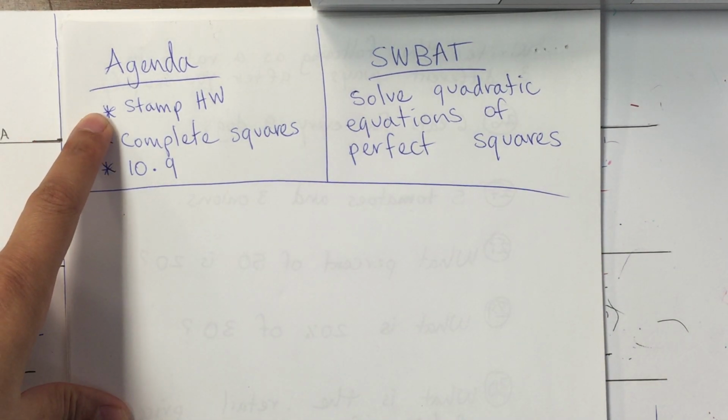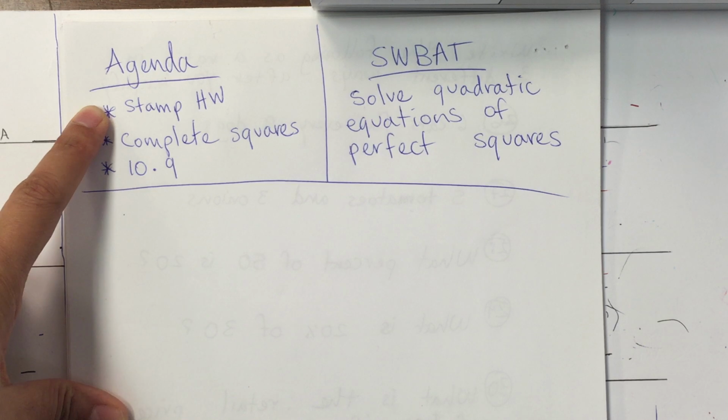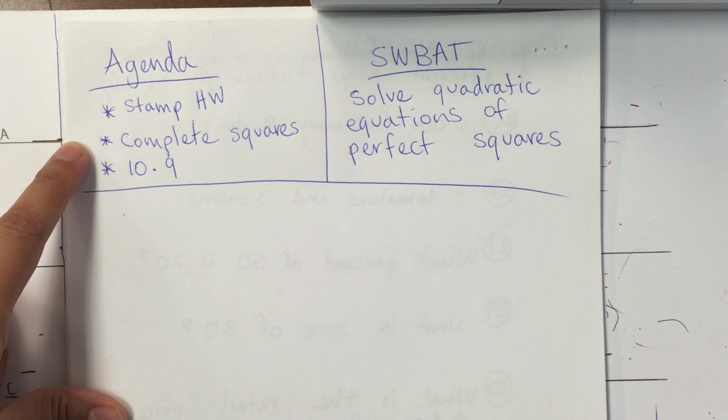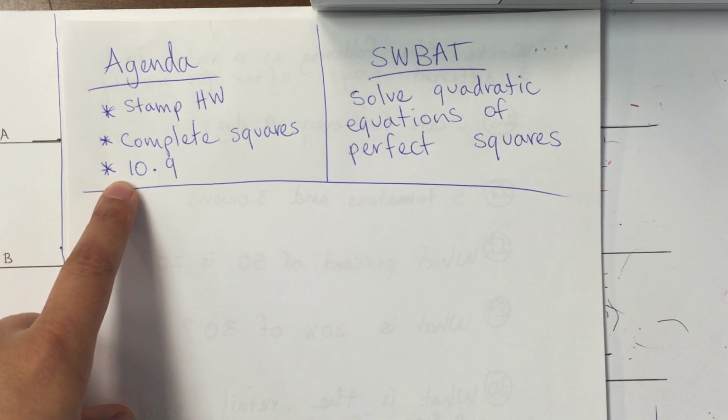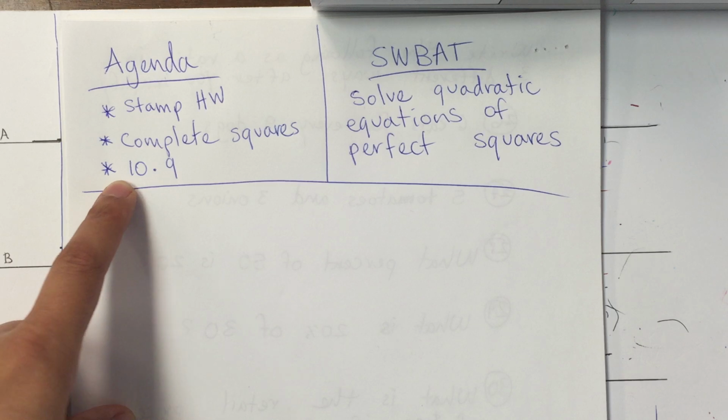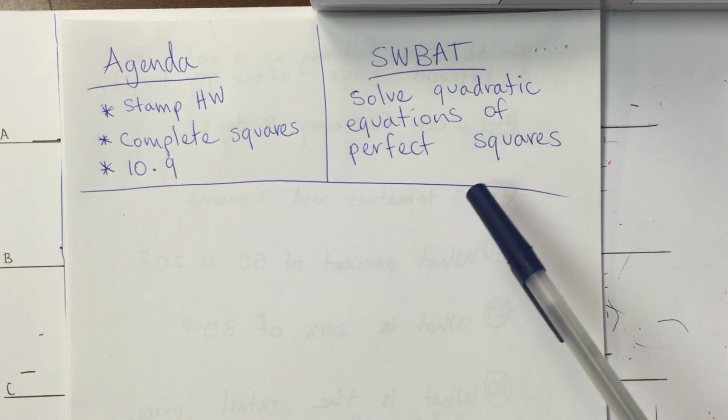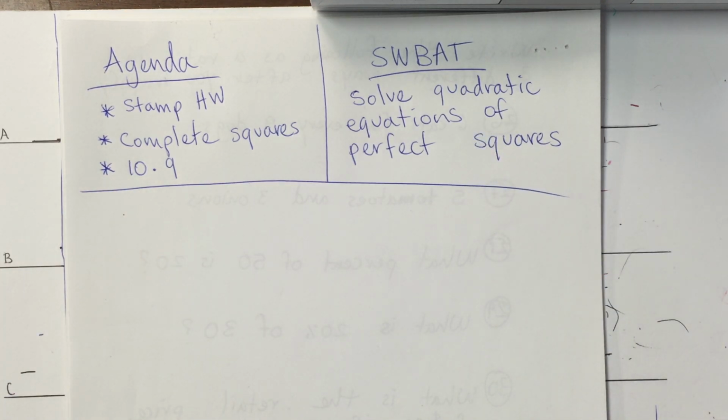Hello students, today the agenda is we're going to put a stamp on your homework. We're going to solve some complete squares and your homework or your assignment will be 10.9. So today students will be able to solve quadratic equations of perfect squares.